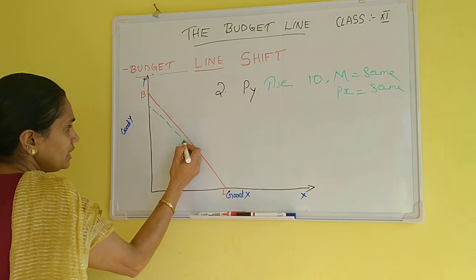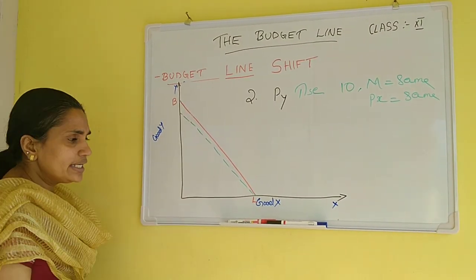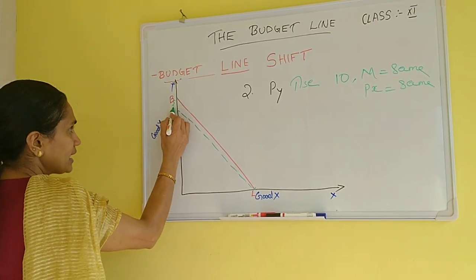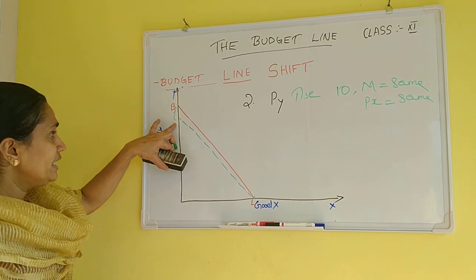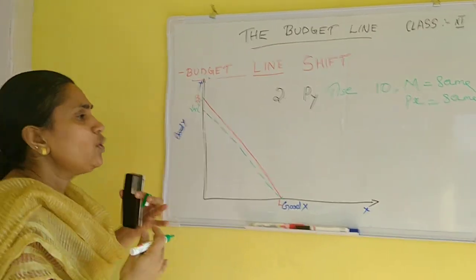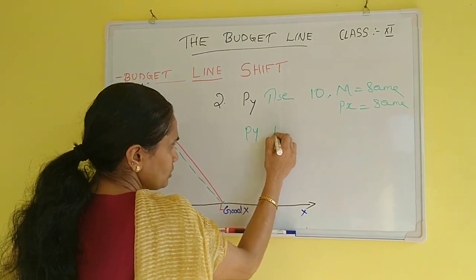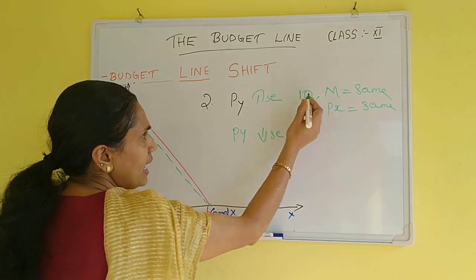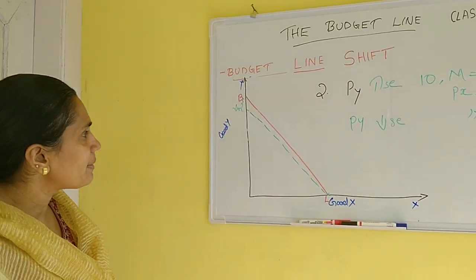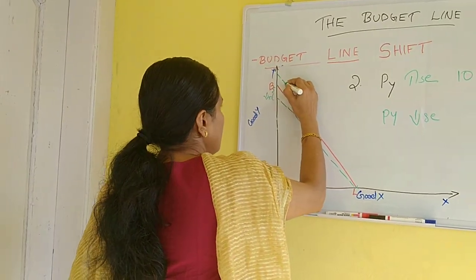And what will happen to the consumption of good X? It remains the same. Only the consumption of good Y changes. It decreases. In the opposite situation, the price of Y decreases, and income and price of X remain the same. What will happen to the budget line? It will shift again.